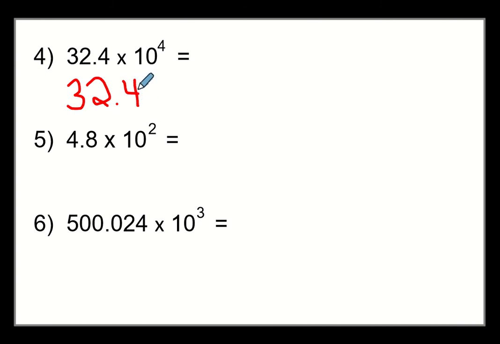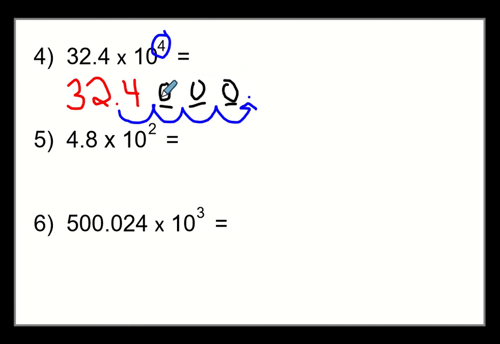And I'm going to note that my exponent is a 4, so that's 32 and 4 tenths times 10 to the 4th power. And that tells me that my decimal should move 4 places to the right. So I'm going to do a little hop here. 1, 2, 3, and 4. And I'm going to drop my decimal. And then I'm going to plug in some zeros to serve as placeholders. So put a 0 there, a 0 there, and a 0 there.